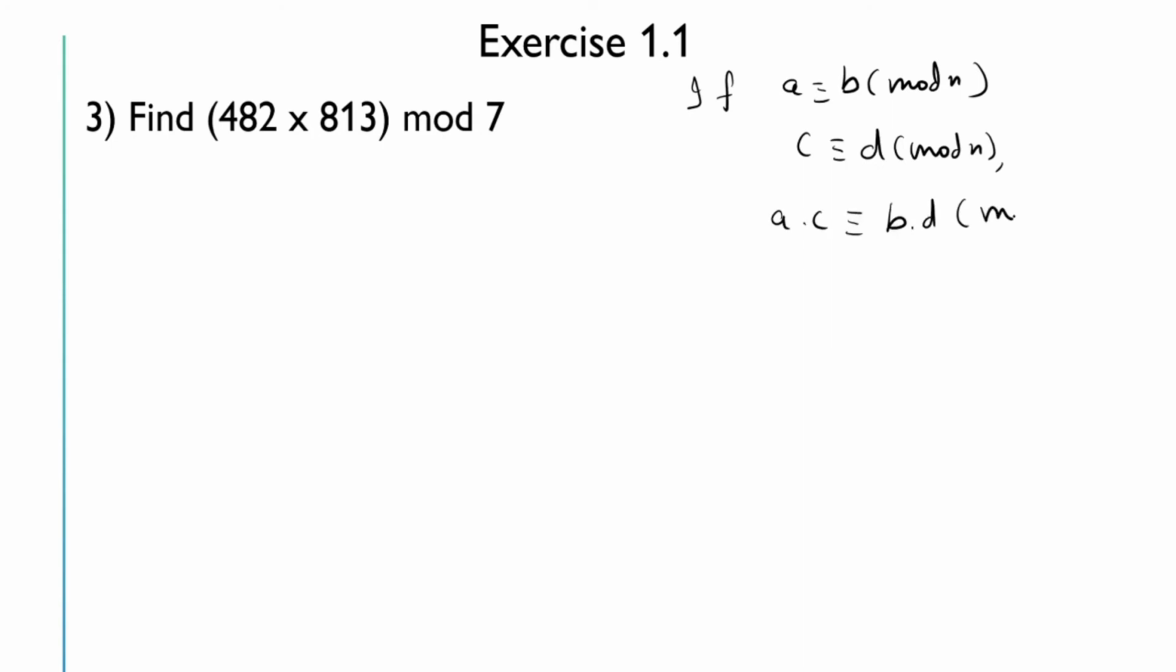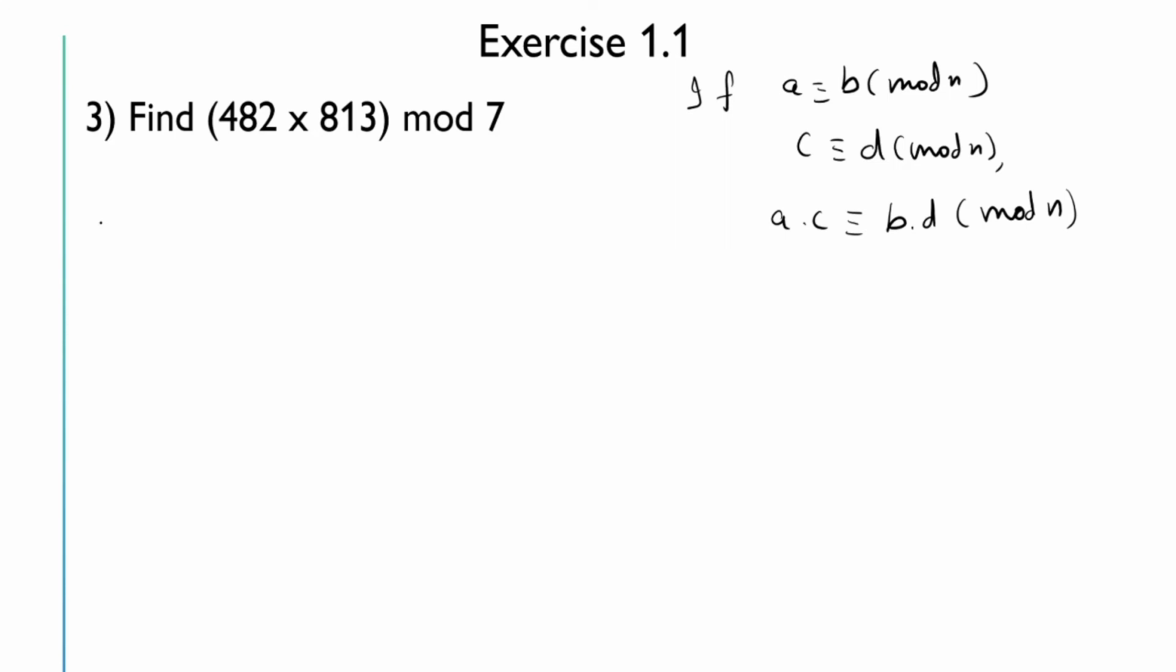The next question is find 482 into 813 mod 7. Here we can use the property of multiplication. That is, if A congruent to B mod n and C congruent to D mod n, then A into C congruent to B into D mod n. So we can use this property and we can find what is 482 into 813 mod 7.